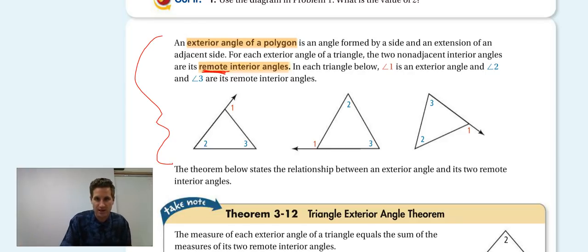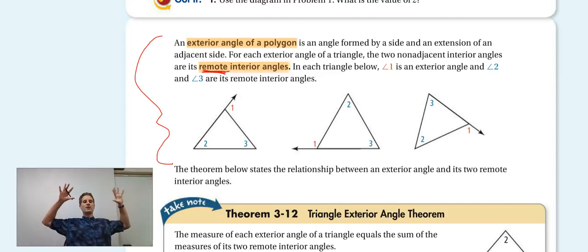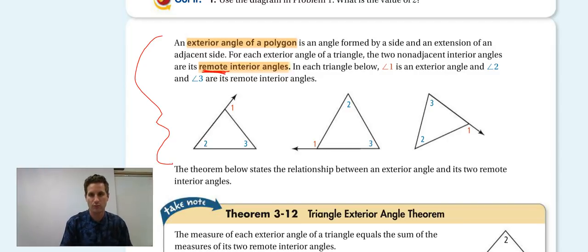So notice down here in each of these triangles, 2 and 3 are the remote interior angles. This is an interior angle, but it's right next to the exterior angle. It's like you're next to the TV. So these are the remote ones. They're further back. 2 and 3, remote, not right next to it. Okay, so draw those pictures.